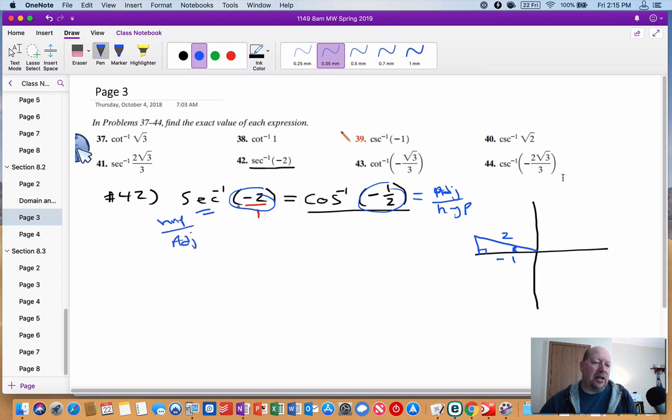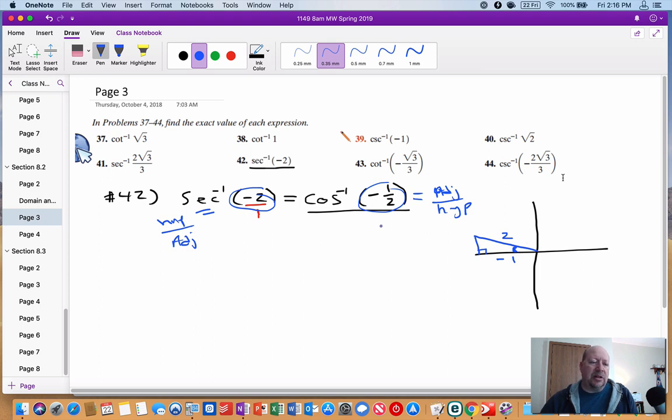Hypotenuse over the adjacent. That's what this is. So the reason we can just switch that inverse secant function into something that's equivalent using its reciprocal, the inverse cosine, is because we already know that reciprocal relationship between secant and cosine, that those ratios of the sides of the triangles are just reciprocals. So that's why we can do that.